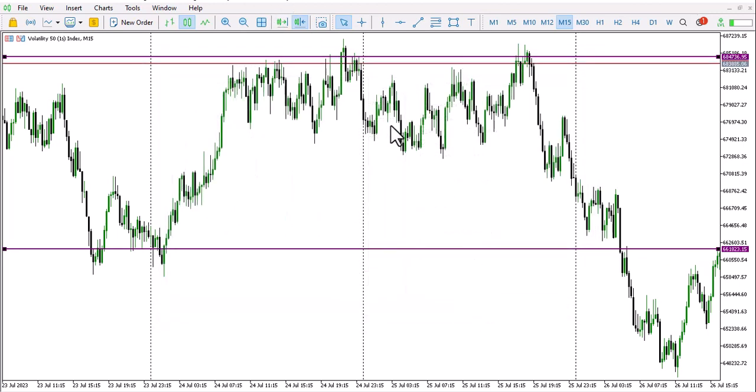I'm using GMT +2 or Central African time, so my time will be 00 at this particular line. I don't know what your time will be, so you just adjust depending on where you are from.